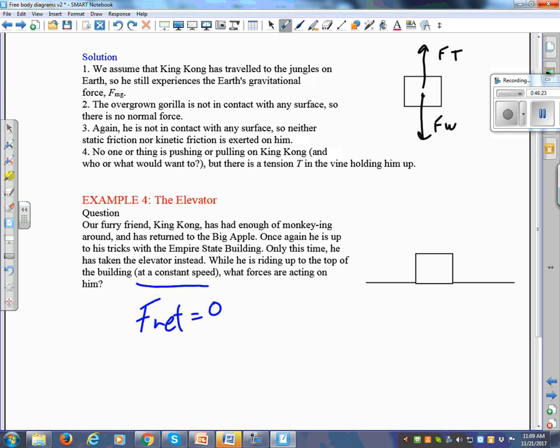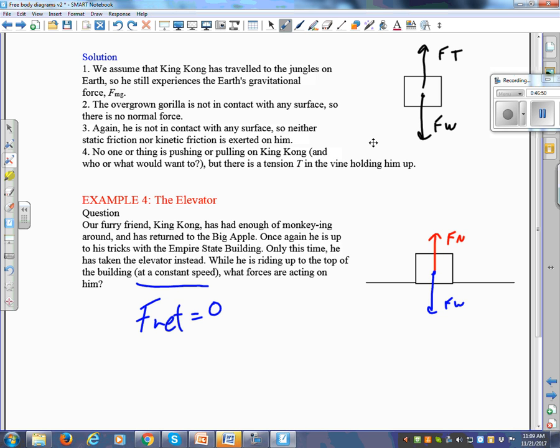Is it happening on Earth? It sure is. Weight force. What's pushing him up? The elevator, the floor, and we would call that the normal force. Should the blue and red arrows be equal to each other? Yes, because it says constant speed, and they have to have a net force of 0, right?